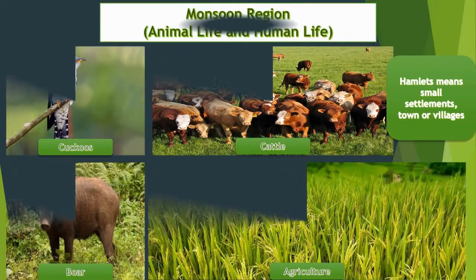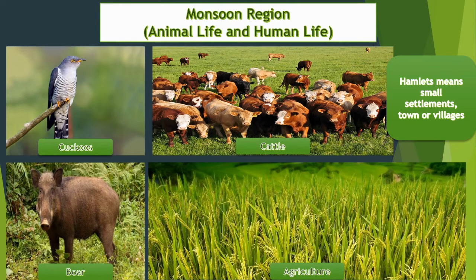The animal life found in the monsoon regions is very huge and extensive. Wild animals like tigers, lions, leopards, cheetahs, elephants, wolves, bears, monkeys, snakes, peacocks, cuckoos, etc. are found. People also domesticate animals such as goats, horses, etc.